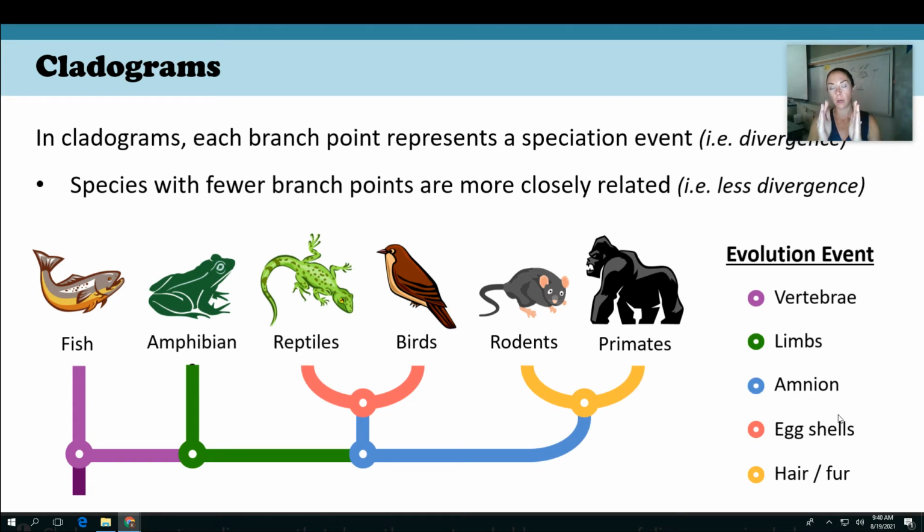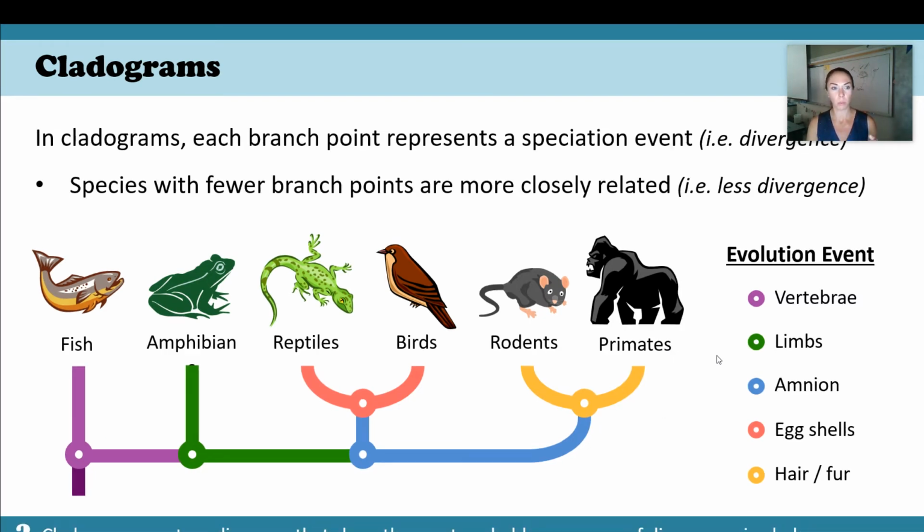The closer they are on the branch, the more closely they are related, right? So fish and amphibians would be more closely related than fish and birds, right? Reptiles and birds would be more closely related than reptiles and primates. The thing that they're closest to, we say has less divergence, and they are most similar.